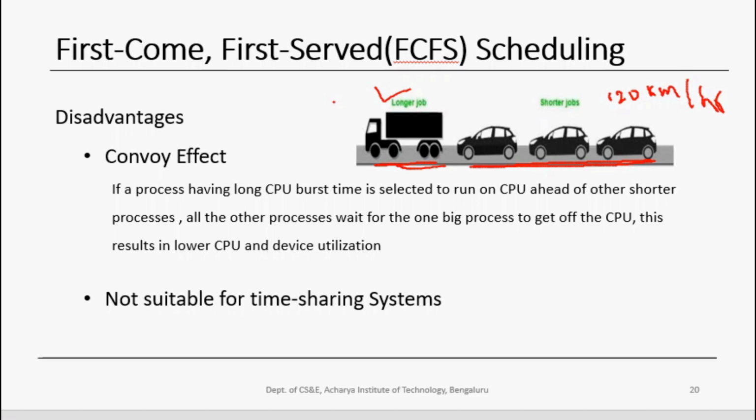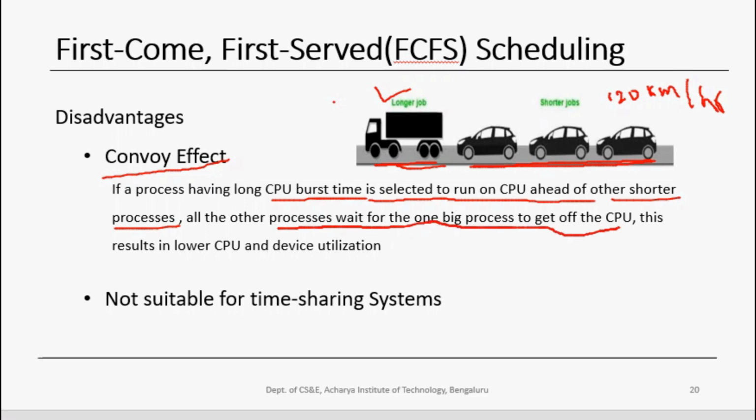So let me put that in words. Convoy effect is nothing but this: if a process having a long CPU burst time is selected to run on the CPU ahead of other shorter processes, the shorter processes will wait for that one big process to get off the CPU. So this results, as I discussed in the previous slide, in lower CPU and IO devices utilization. So this effect is called the convoy effect. That's the problem associated with FCFS.